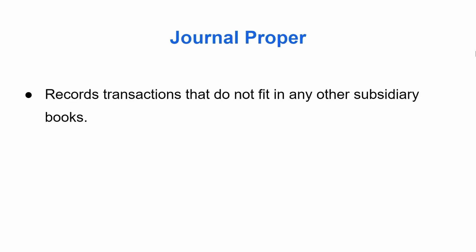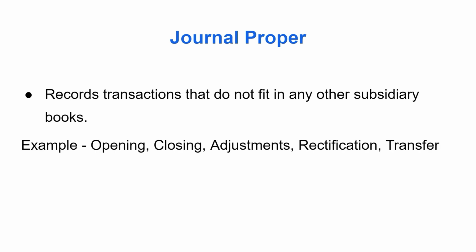Journal proper records transactions that do not fit in any other subsidiary books. Example, opening entries, closing entries, adjustments, rectification, and transfers. When a new business starts or books are opened for a new accounting year, balances of assets, liabilities, and capital are recorded in opening entries.